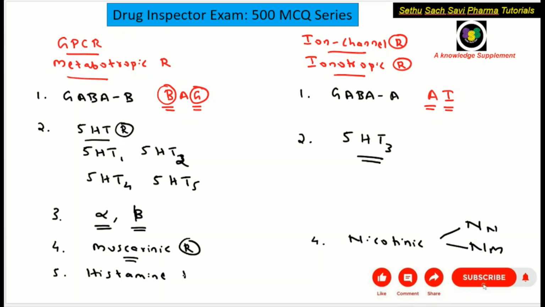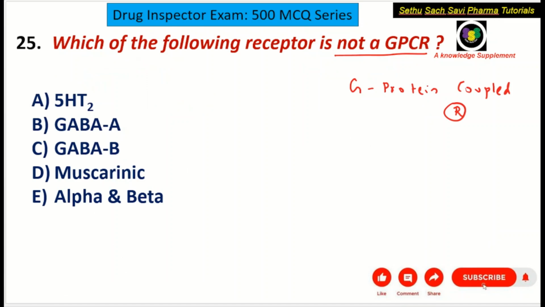Apart from that, you need to remember histamine. Histamine acts on the histamine receptor, which is also a G protein coupled receptor. Also DAPS, the dopamine receptor, is also a G protein coupled receptor. Okay, now here the question is which of the following is not a GPCR?